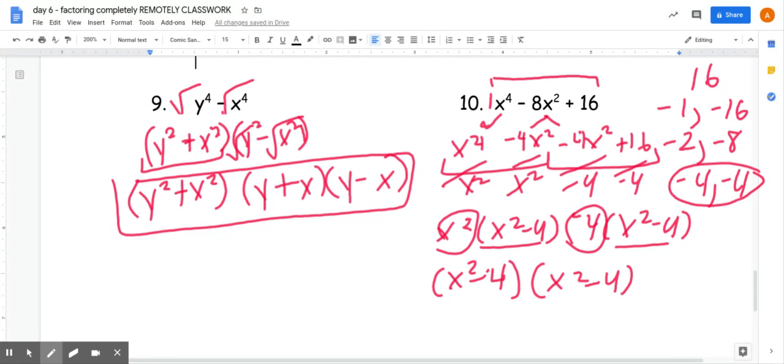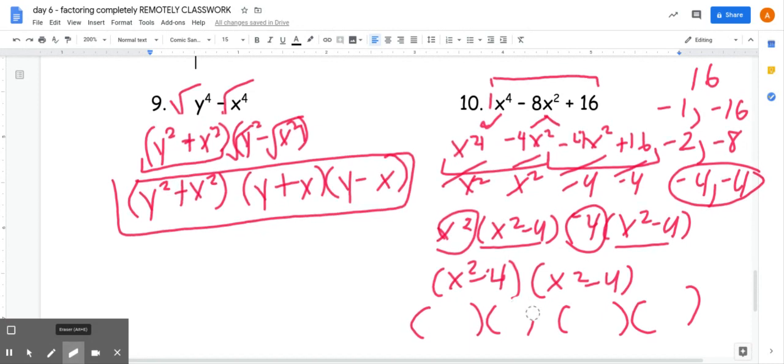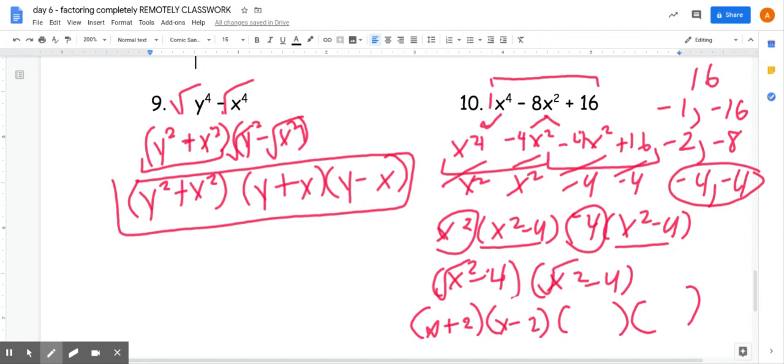Now we just have another set of difference of two squares. So we're going to double bubble this guy and then double bubble this guy. And they're both going to break up into the same thing because they're the same factor. So this one becomes plus minus, and then you square root your x squared, you get x, and square root 4, you get 2 and 2, so x plus 2, x minus 2.